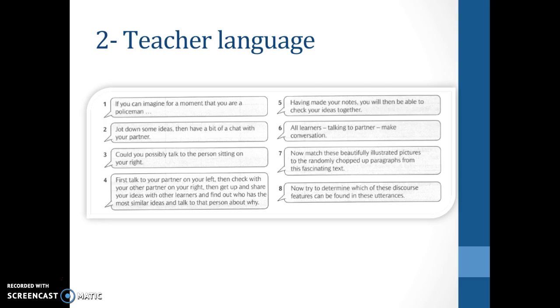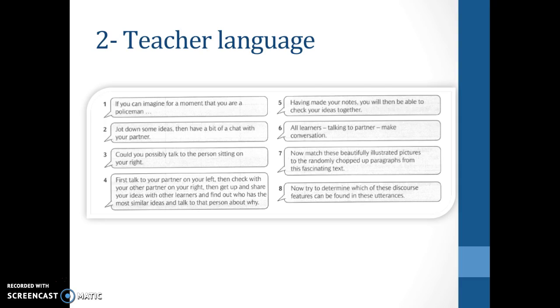Number 5 uses a lot of complex grammar structures, like "having made your notes, you would then be able to check your ideas together." I think it's too complex for pre-intermediate students. So maybe the teacher could have said, "First make notes, then check your ideas together." It would make their lives much easier. This kind of structure could have been used maybe with higher level students, probably.